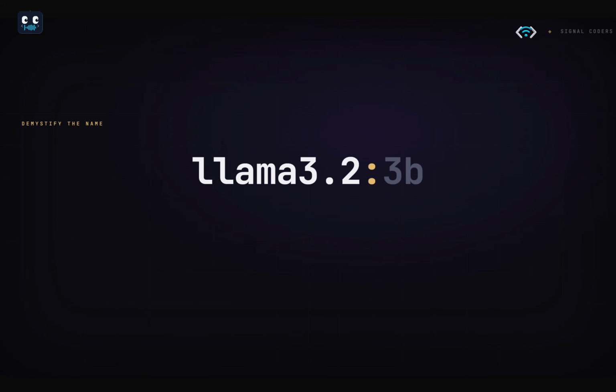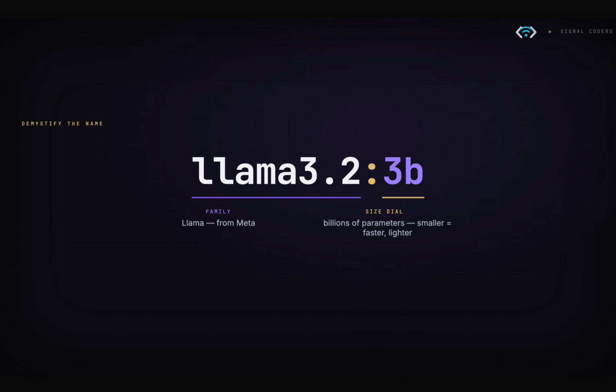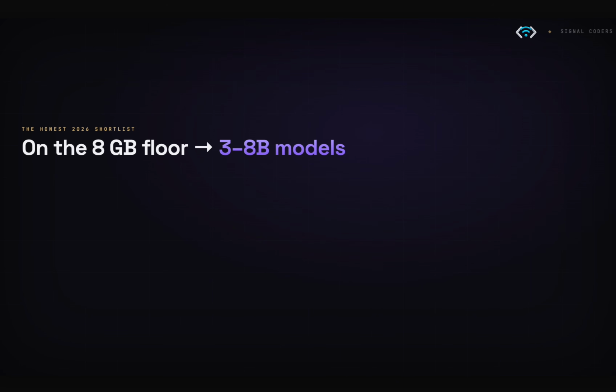Let me quickly demystify that model name, because understanding it is how you take control. Llama 3.2 is the model family, Llama, from Meta. Models come in sizes, measured in billions of parameters, and you request a size with a colon. So llama3.2 pulls the standard size, but llama3.2:3b specifically pulls the 3 billion parameter version. Smaller, faster, lighter on memory. Bigger numbers mean smarter, but heavier. That colon and size is your main dial for matching a model to your hardware.